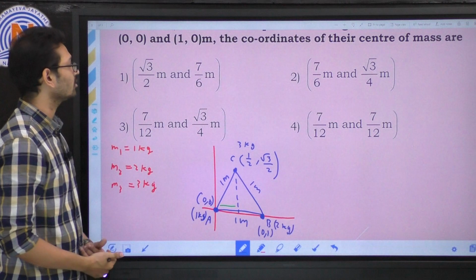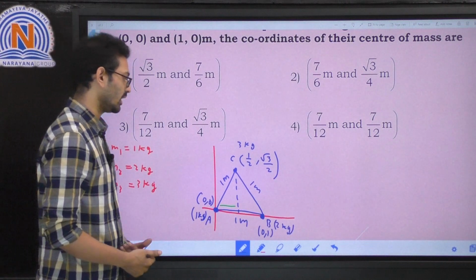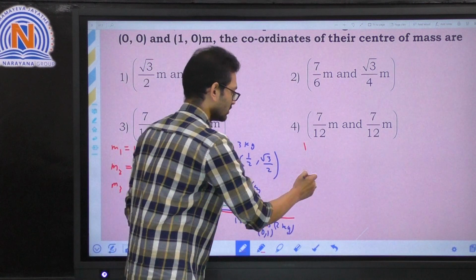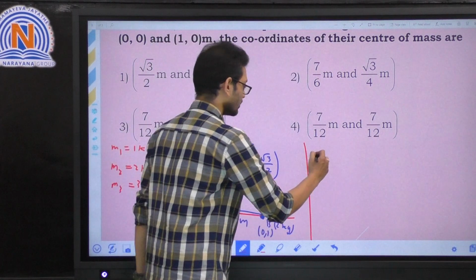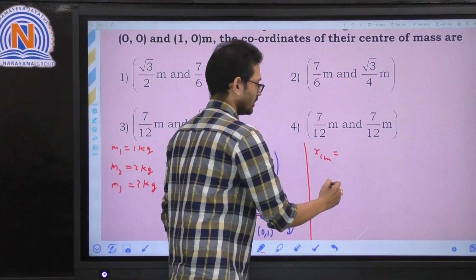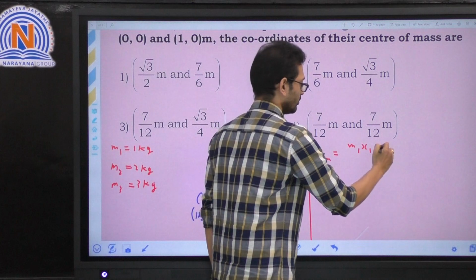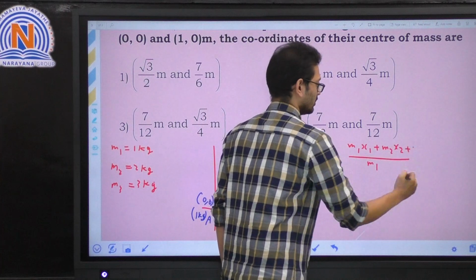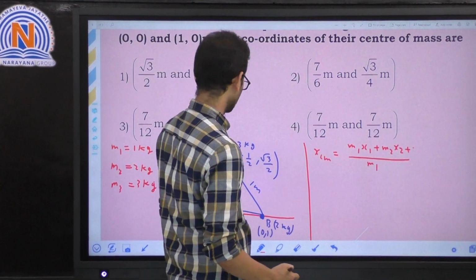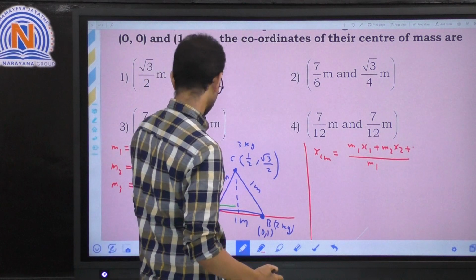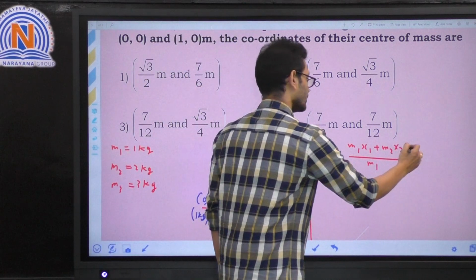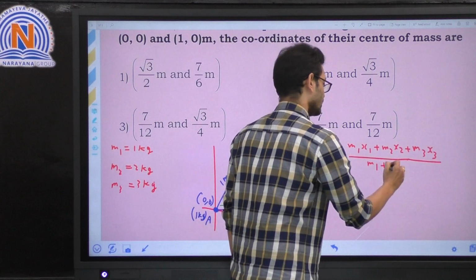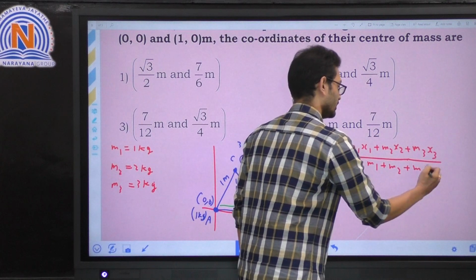Now if you want to find out this x coordinate and y coordinate, then how do you find it out? You find it out like this. X center of mass equals (m1 x1 + m2 x2 + m3 x3) by (m1 + m2 + m3).